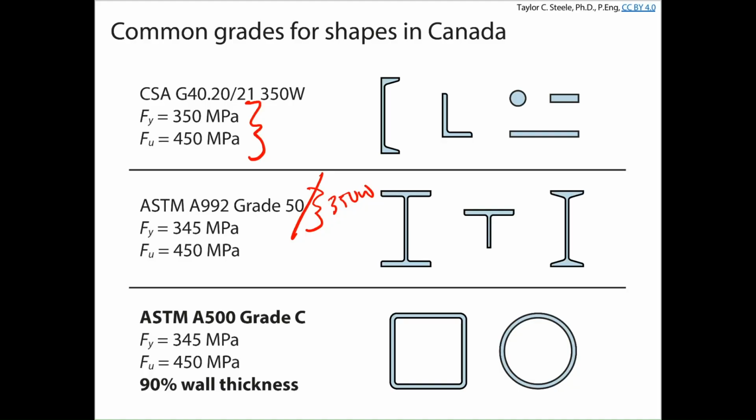HSS are a little bit different. We import a lot of American grade HSS, specifically a shape called ASTM A500 grade C. C stands for cold formed more often than not, which means they take hot rolled plate and they bend it and they weld the seam and they don't do anything else to it. Sometimes you can get class H in Canada, which means they hot roll it, cold form it, weld it, and then they anneal it.